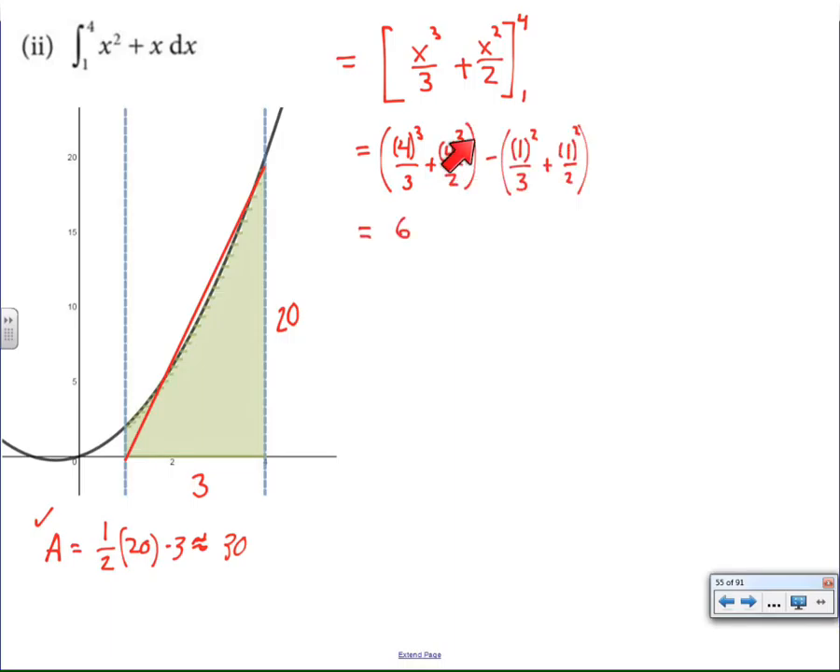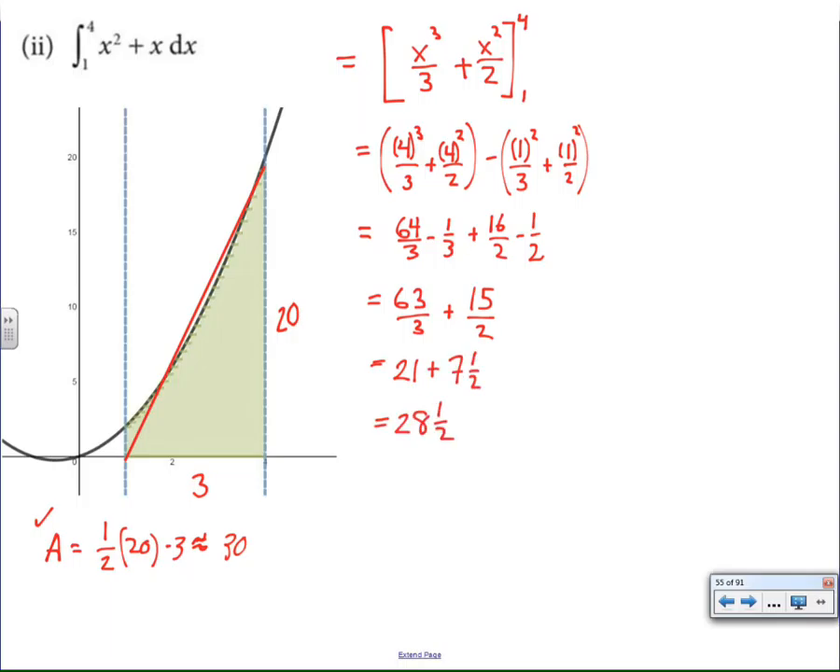Here again, your notation is really important. Because of the subtraction, there's going to be some distributive property here, or you have to make sure that you add inside first before you subtract. So pay attention to the details, otherwise silly mistakes happen. This does clean up into 64 thirds minus 1/3, 16 halves minus 1/2, and it ultimately ends up being 28.5, which, as you can see, is very, very close to the estimate that I came up with.